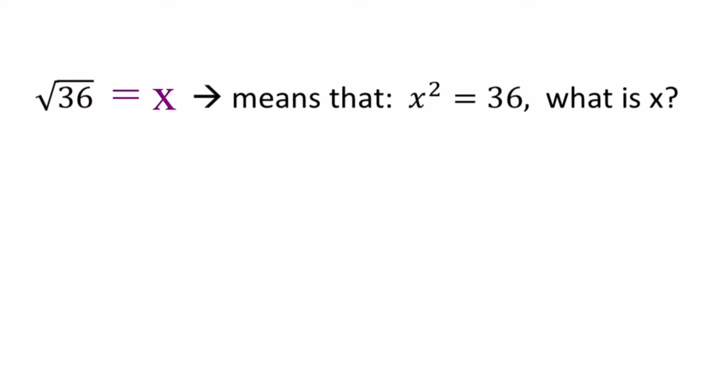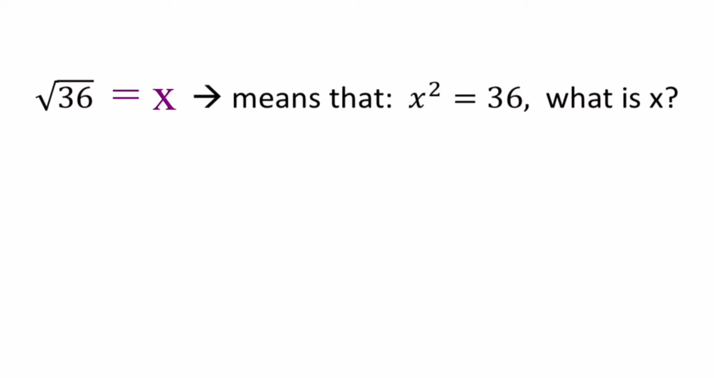So this is read as square root of 36. If we want to know the value of the square root of 36, we can set this whole expression equal to x. So this is read as square root of 36 equals x. Now we are going to rewrite this into its equivalent exponential form. This equation means that x squared is equal to 36.